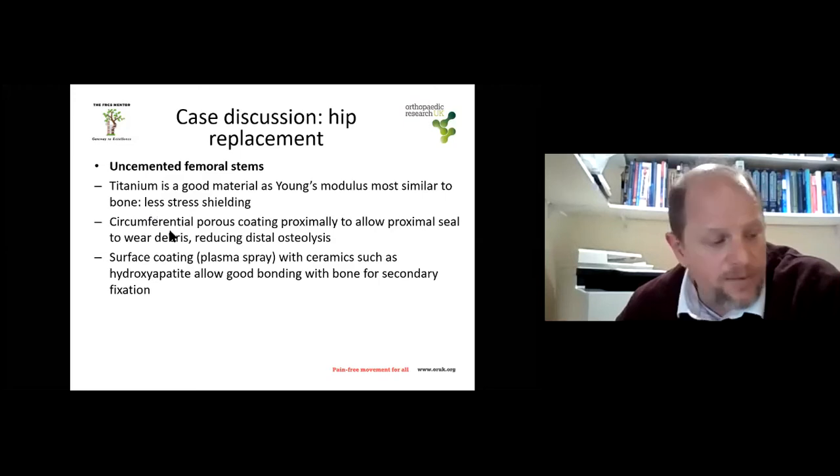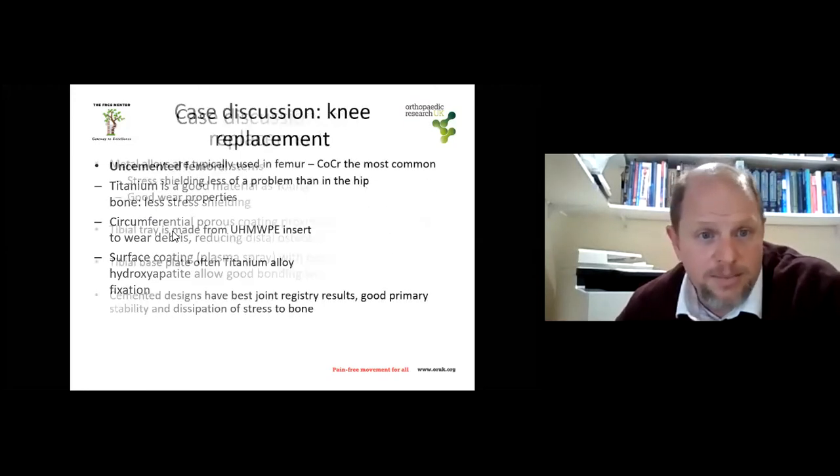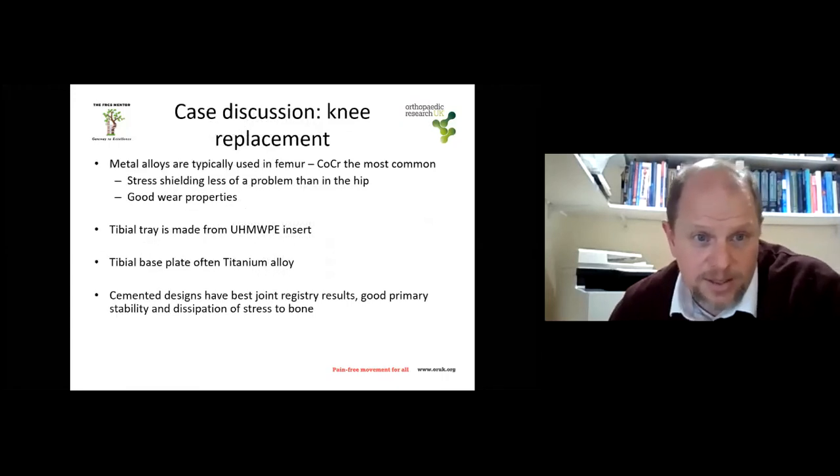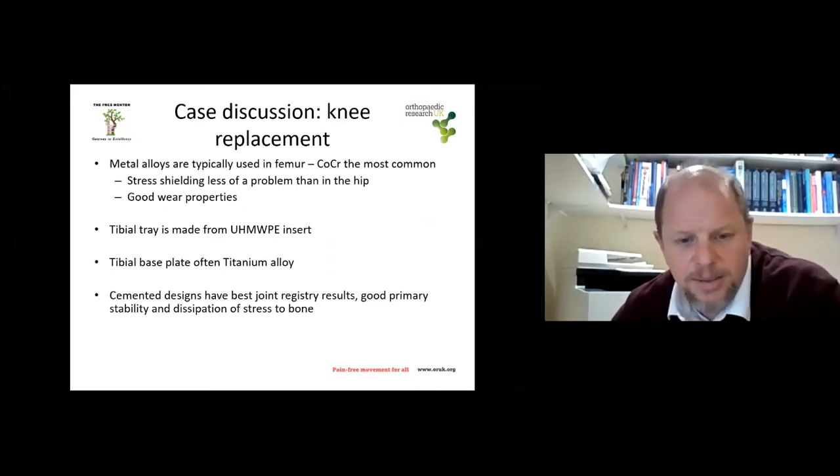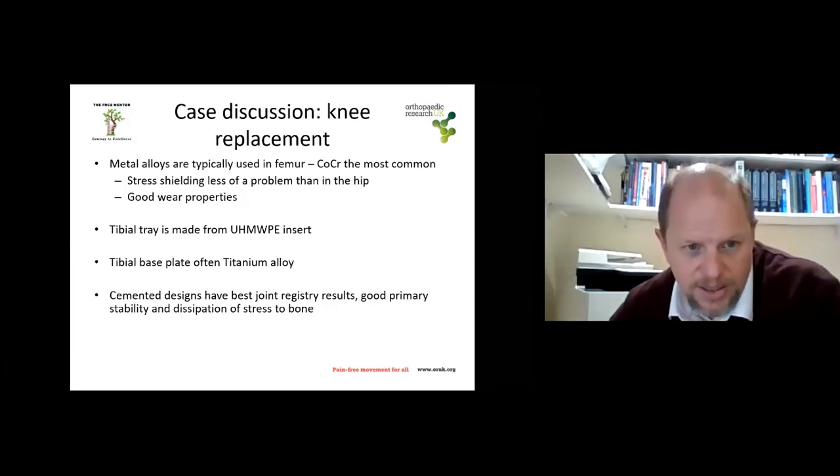So the last bit of this case discussion that I wanted to talk about was knee replacements, because that's another way that this particular question about material properties can come up. They say something like, what type of knee replacements do you use in your practice? And then you say the name of it. In my practice, I'd use a Genesis 2 made by Smith and Nephew.